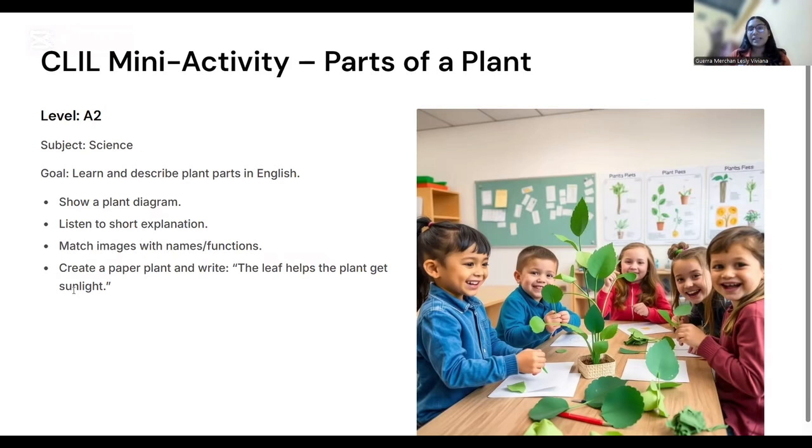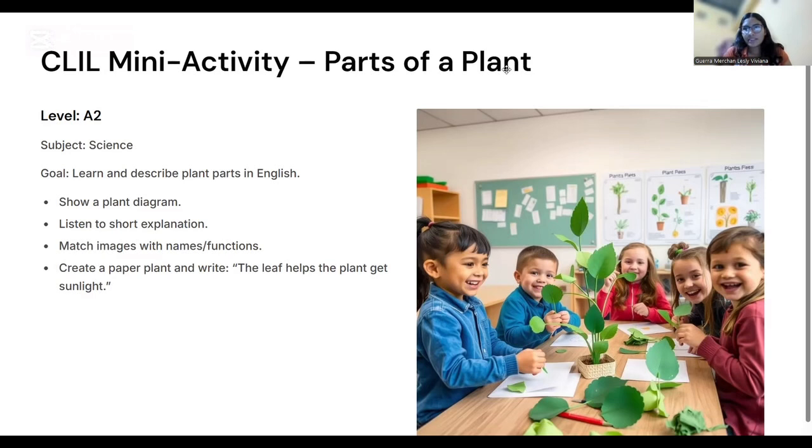Show a plant diagram, and then they have to listen to a short explanation. Then they have to match the image with the name and functions. And then they have to create a paper plant and write. For example, the leaf helps the plant to get sunlight. That is an example. So these are two activities very easy to do and very helpful.